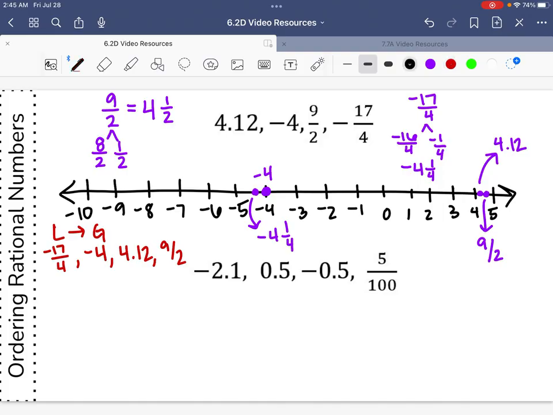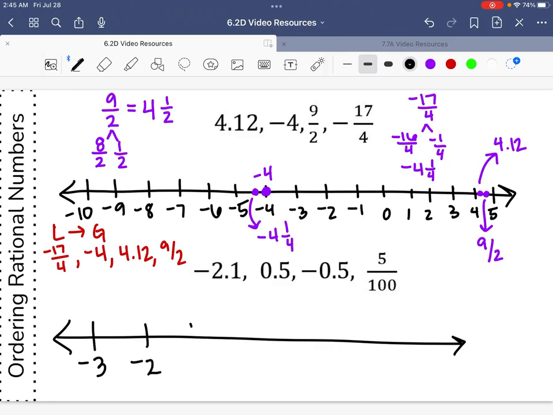Now I can take the same thinking and apply it to this next problem, where I have -2 and 1/10, 5 tenths, -5 tenths, and 5 hundredths. So again, I'm going to draw my number line. But this time I can tell that I'm not going to need to start at -10. So I'm going to start at -3 and go up by 1 each time. The first number that I'm going to graph is -2 and 1/10.